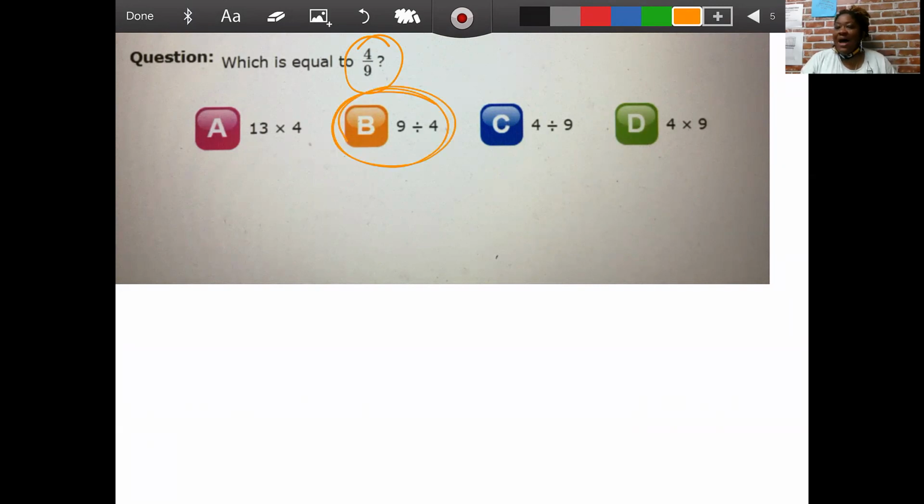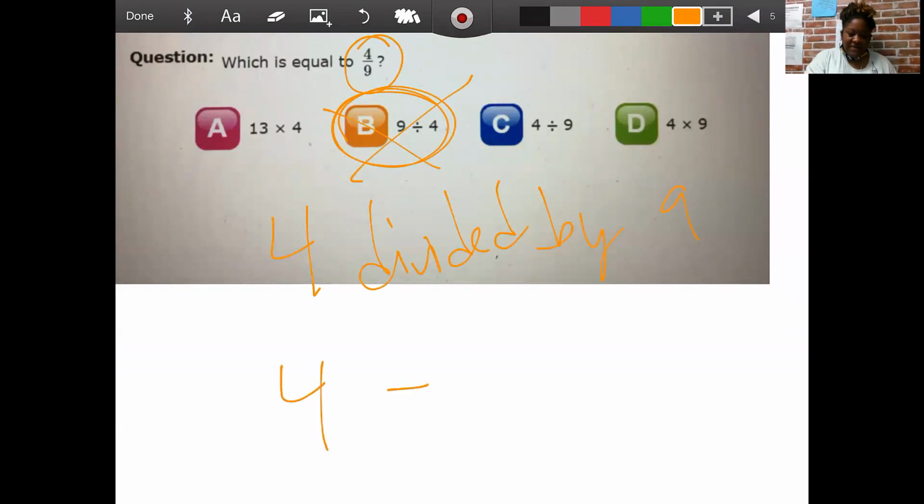You said, oh, I'm going to change it around and put 9 divided by 4. Why in the devil would you do that? It's 4 divided by 9. It tells you right there. 4 divided by 9. So the only answer choice that looked anything like that was C. So those that picked B, you guys worked way too hard to do that.